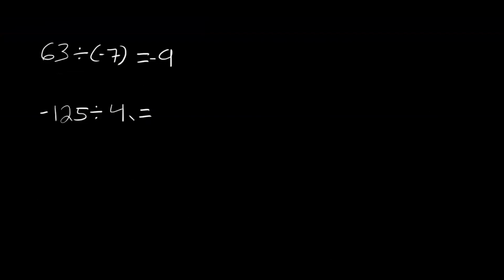So we will have 63 divided by negative 7. Well, 63 divided by a positive 7 would give us 9. But since we have a negative sign there, this will be negative 9. So now let's do negative 125 divided by 4. Well, we can just do this normally like we would if they were positive numbers.